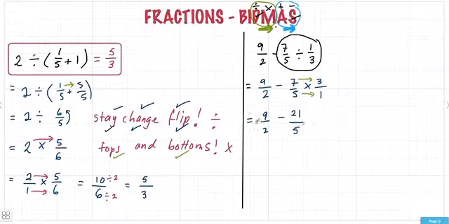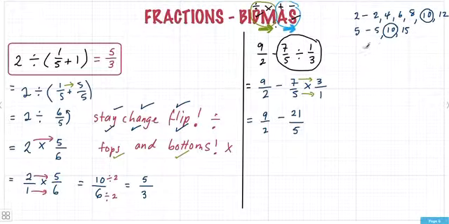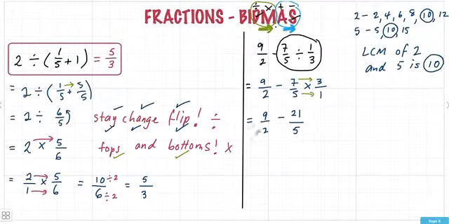Now if we look at 2 and 5, I know that the lowest common multiple of 2 and 5, if I look at 2, the multiples of 2 are 2, 4, 6, 8, 10, 12. Multiples of 5 are 5, 10, 15. I can see that the lowest common multiple of 2 and 5 is 10. So that's going to be my new denominator. My new denominator will be 10.